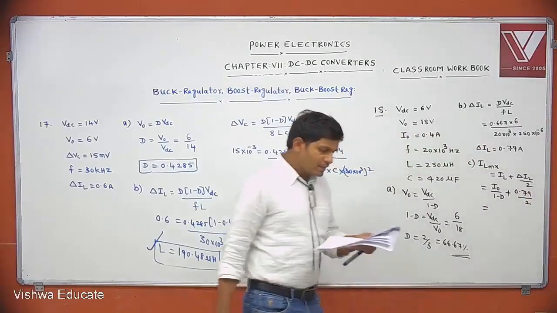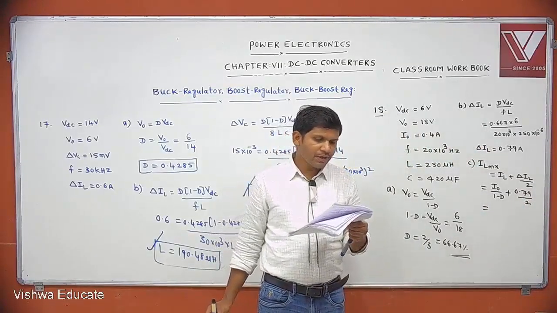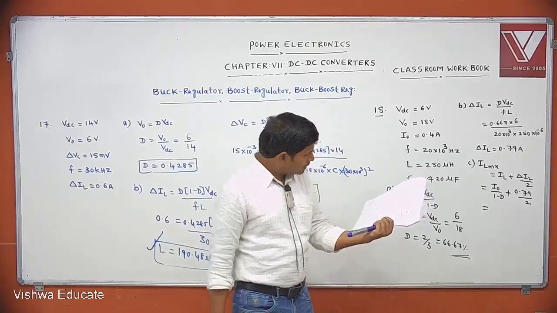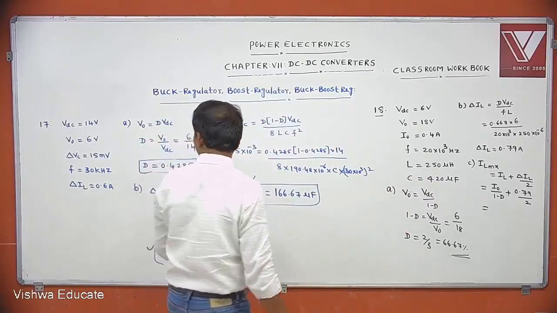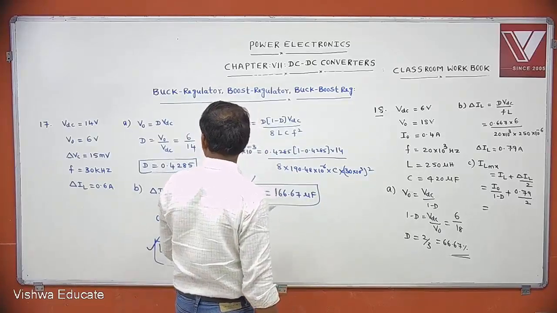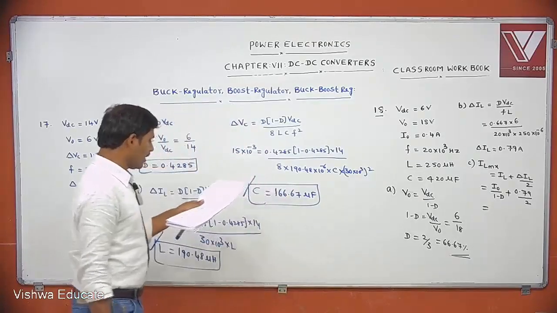What is I0? I0 is given as the average load current. The average load current is 0.4 ampere. It is given that the average load current is 0.4 ampere. Correct?